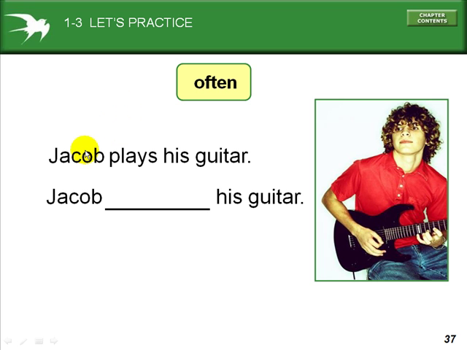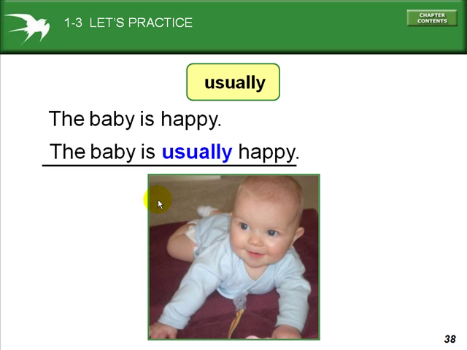Let's practice. Jacob plays his guitar. Jacob often plays his guitar. Frequency adverb often. The baby is happy. The baby is usually happy. The baby's smiling. Most of the time, the baby is happy.